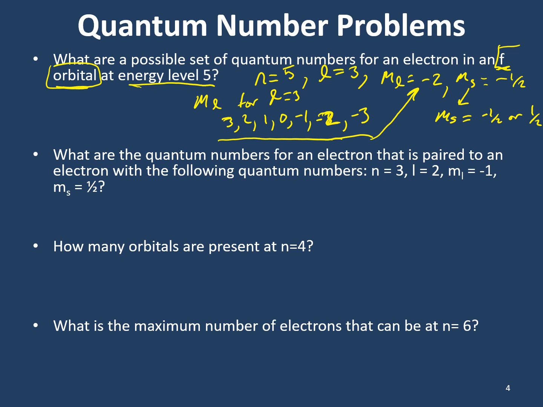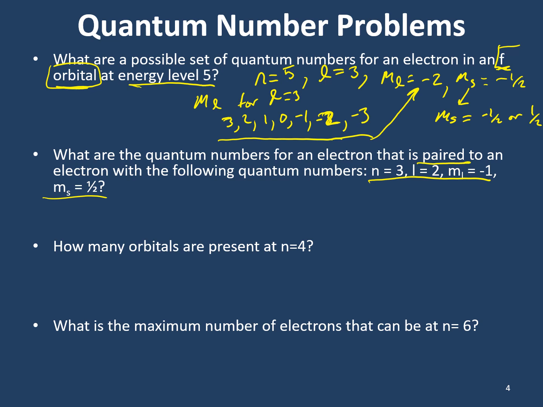Okay, let's talk about an example problem where it does matter whether we put a -1/2 or a +1/2 for ms. What are the quantum numbers for an electron that is paired? Now, paired means something very specific, to an electron with the following quantum numbers. So we have an electron in exactly the same orbital as this other electron. That's what it means to be paired. It means the two electrons are hanging out in one orbital.